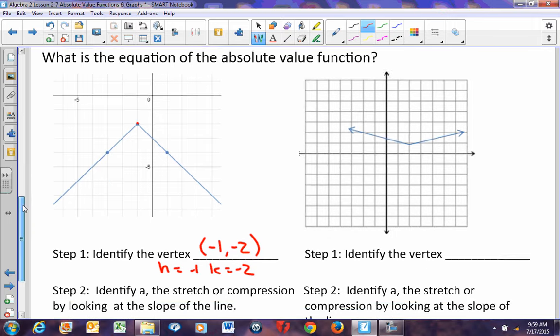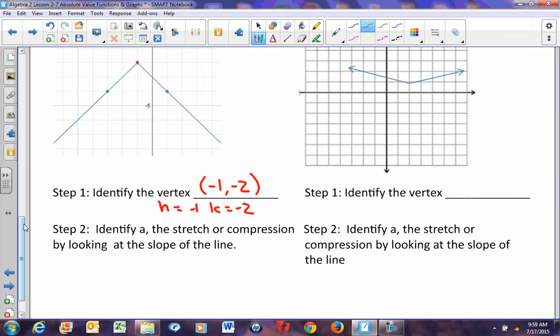The second thing you want to do is identify a, the stretch or compression, by looking at the slope of the line. Let's take a look at the slope of this line. I notice it's down 1 over 1, down 1 over 1, down 1 over 1, so the slope equals negative 1. That means a equals negative 1.